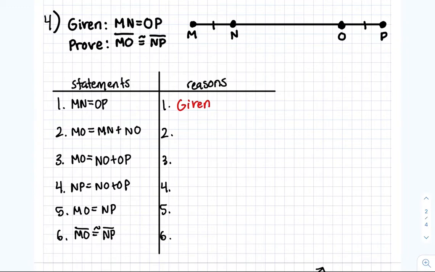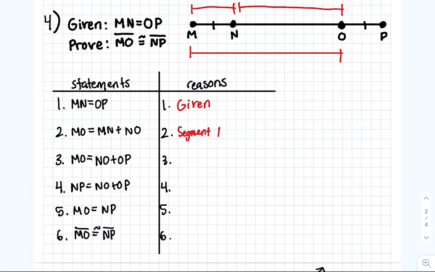Now, number 2. They're saying MO, which is this, you guys, MO is equal to MN and NO. So it's saying those two smaller segments are equal to the larger one. In your notes, where have you heard that, when two smaller segments are equal to the larger one? That is called the segment addition postulate. The segment addition postulate. Okay?